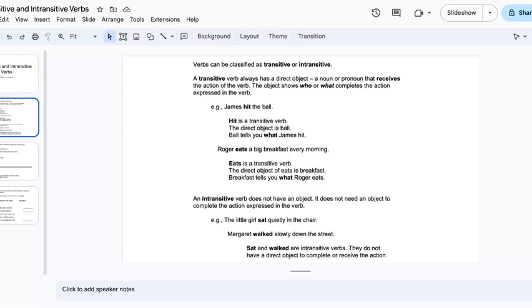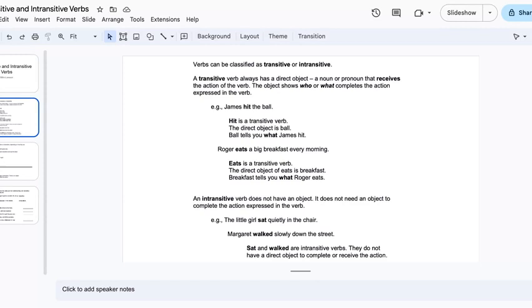So verbs can be classified as transitive or intransitive. A transitive verb always has a direct object, and a direct object is a noun or a pronoun that receives the action of the verb. The direct object shows who or what completes the action expressed in the verb. This might make more sense with an example.